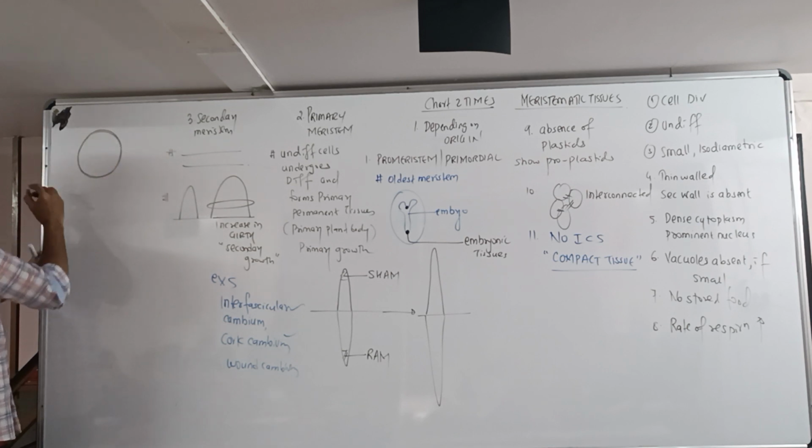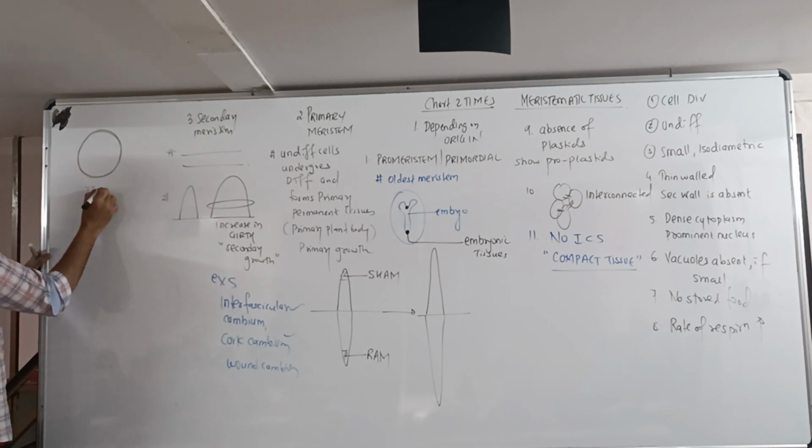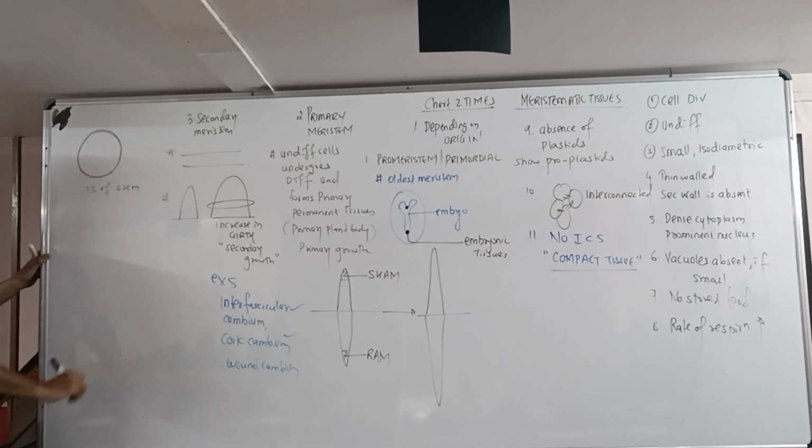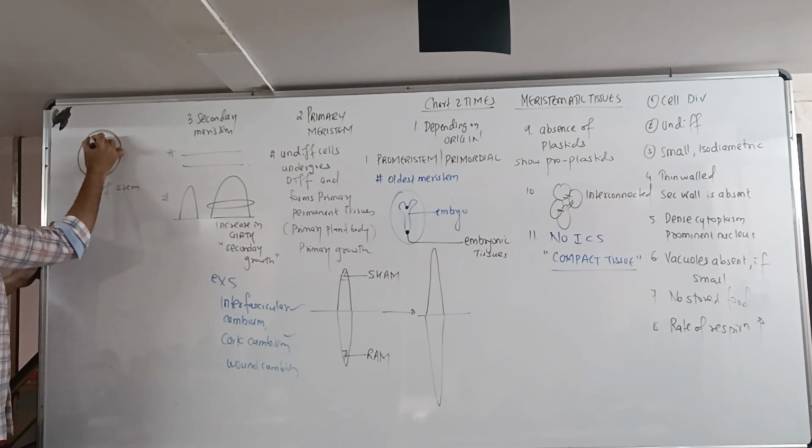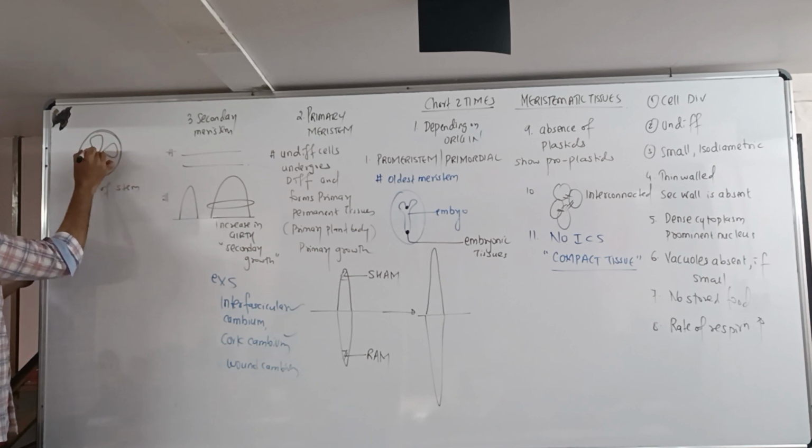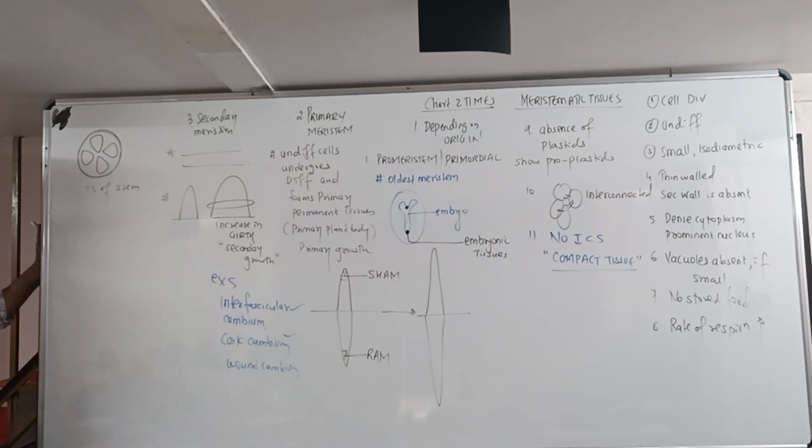What is this? Stem. Stem. TS of? क्या लिया मैंने? Stem. Okay. Now look. Do you see this pizza ka piece? Or samosa? What do you call them? Tell me. What is it?